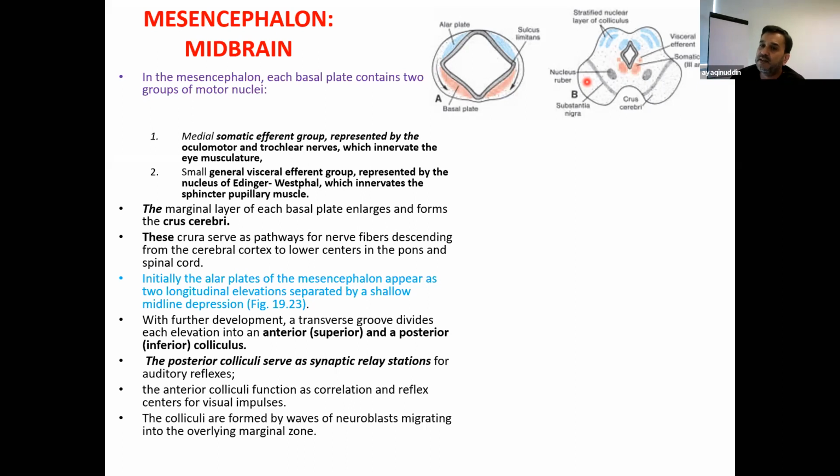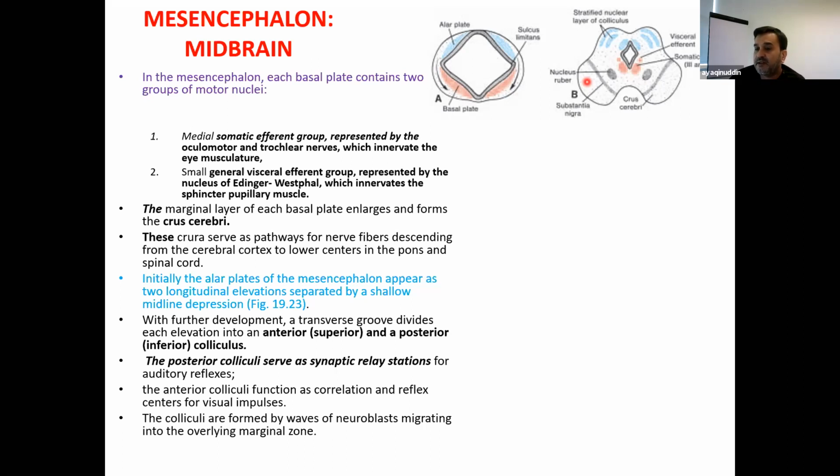Then next to the somatic efferent group, we have the general visceral efferent group, which is the parasympathetic nucleus. And this parasympathetic nucleus here is the Edinger-Westphal nucleus, which supplies the smooth muscles of the eye, the sphincter pupillae, and the ciliary muscles.